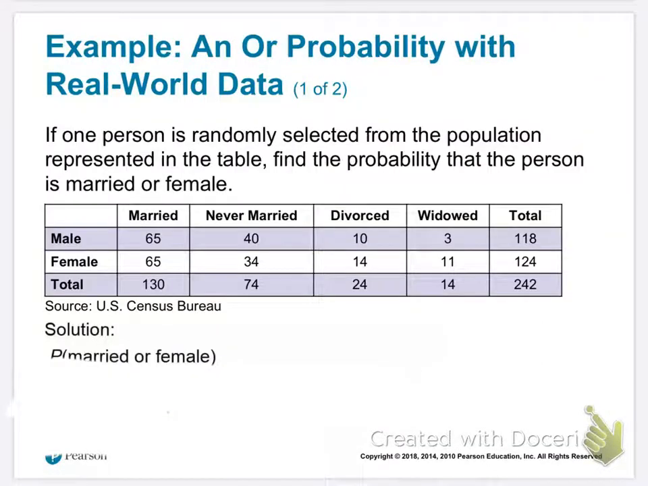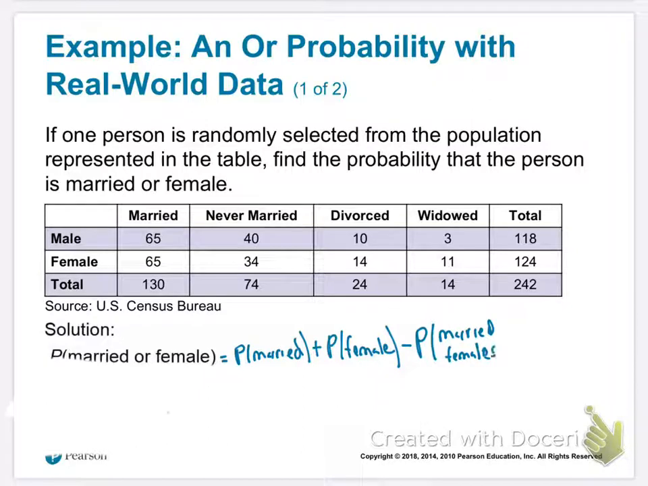Our first example on this one is: if a person is randomly selected from the population represented in the table, find the probability that the person is married or female. So the probability of married or female equals the probability of married plus the probability of female. Are these mutually exclusive? If you're married, can you not be female? No, we have a lot of people who are female who are married. So we cannot double count, so we have to subtract the probability of married females.